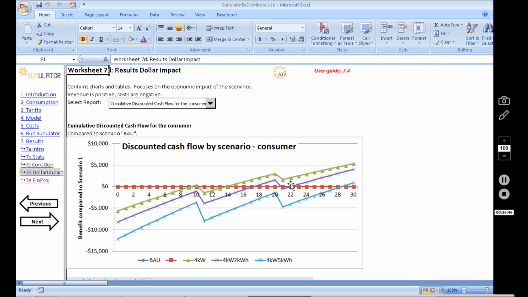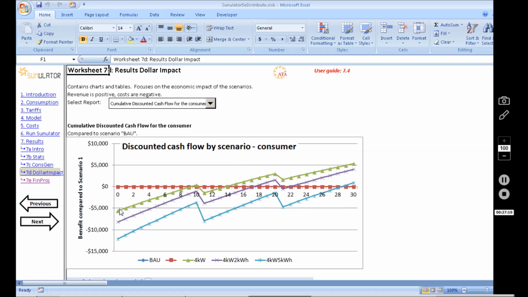So this gives you an easy way to visualize how the payback period works, and it also gives you an idea of the net present value. So you can see how far above zero this line gets to in around the 20-year period.